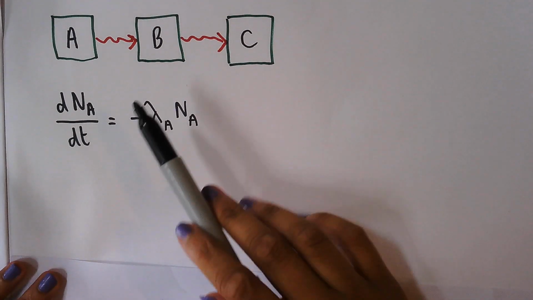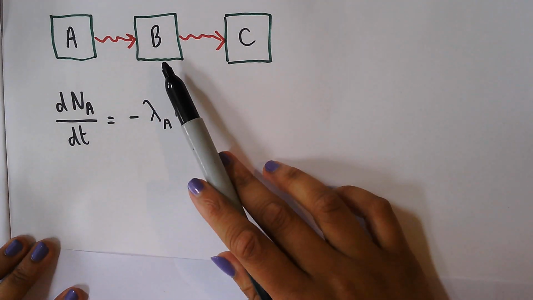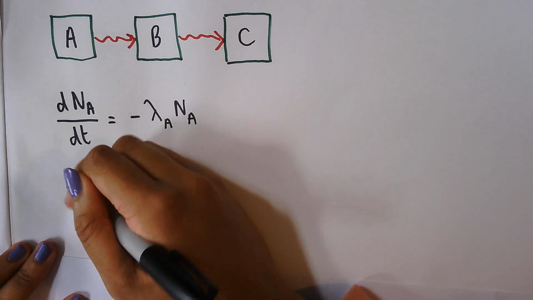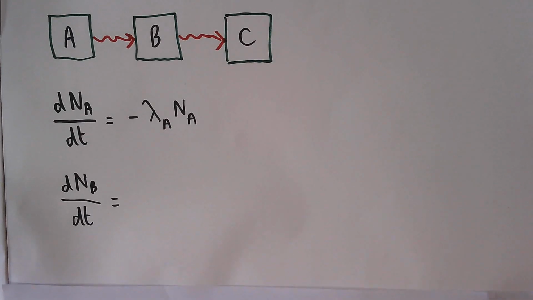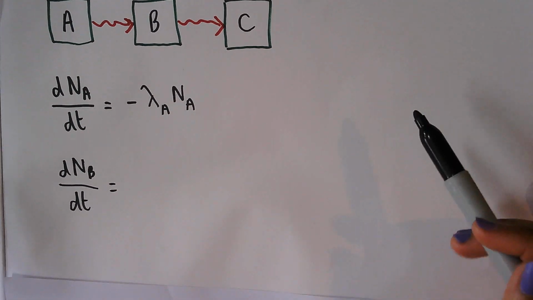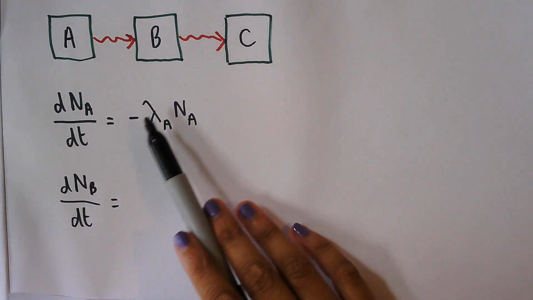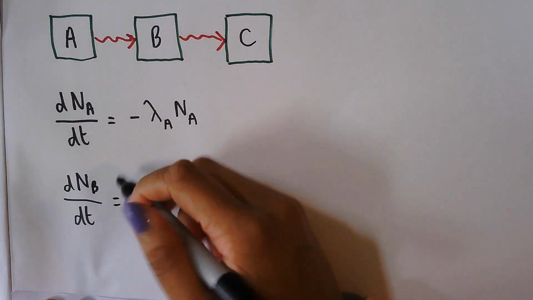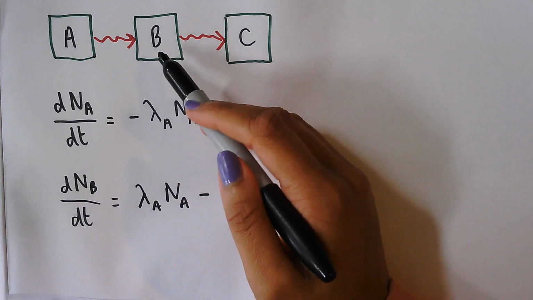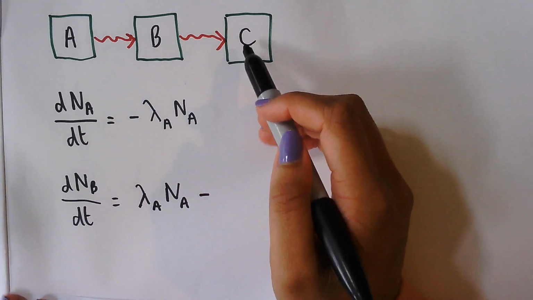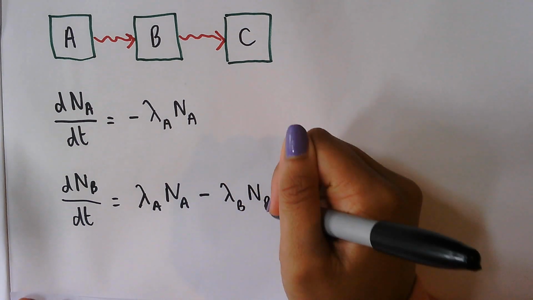And we can also write something similar for element B, so a change in the number of nuclei of element B in a unit time, so dNB dt. Now that's going to be equal to the production of element B, which happened as a cause of the decay of element A, so it's going to be equal to the same lambda A NA, but from that we need to subtract element B's own decay, because B is decaying into C. So we'd subtract lambda B NB.